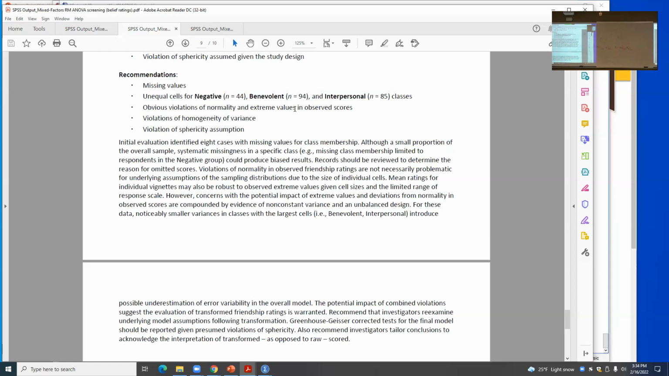And we say Greenhouse-Geisser is corrected in the final model for presumed violations of sphericity, okay? Also recommend tailored conclusions to acknowledge interpretation of transformed as opposed to raw data if we go through and do that.